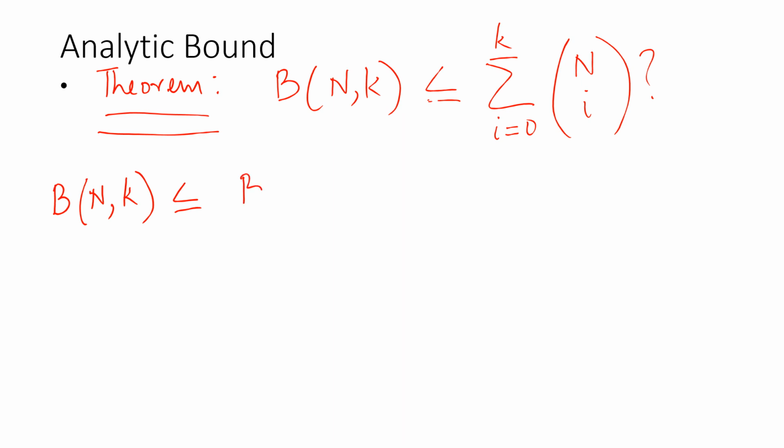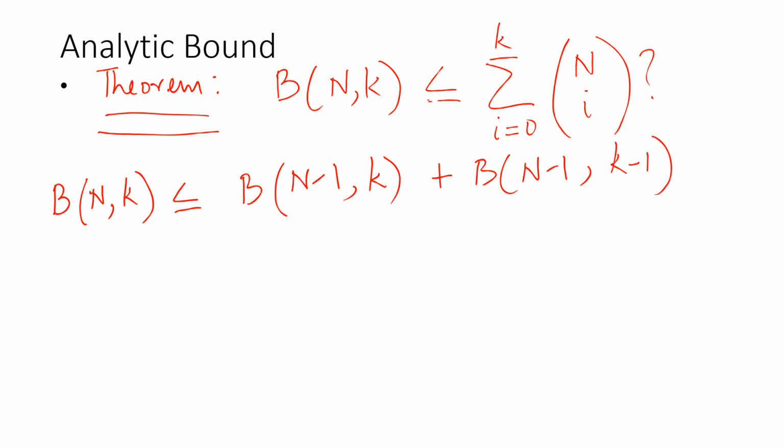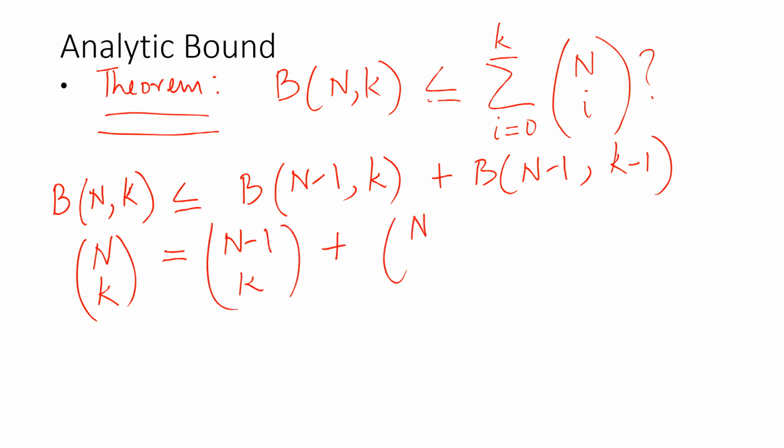Pascal's identity can also be written in terms of the binomial coefficients, and that's exactly what we're doing here. If you've taken any discrete math class, you might know that. But again, I'm going to restate it here. This B_n(k) is actually the binomial coefficient n choose k, where n choose k is equal to n minus 1 choose k plus n minus 1 choose k minus 1.